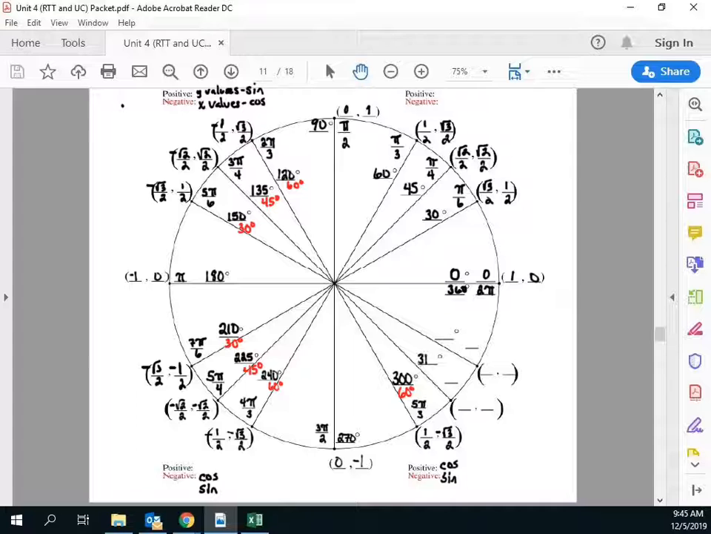Next is 315. What's the reference angle for 315? Seven pi over 4 is its radian measurement. And we know with 45 degrees it's always going to be the same, except again, we're in the fourth quadrant, so what values are negative here? The y.